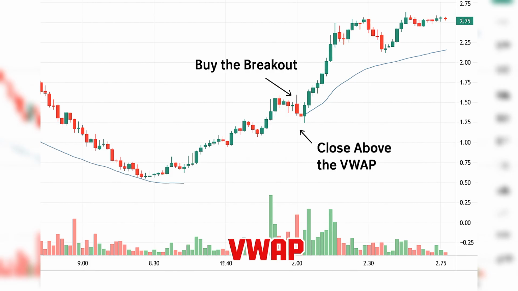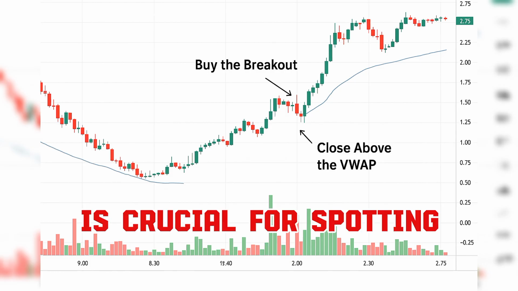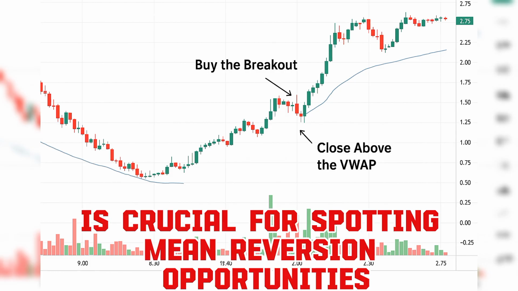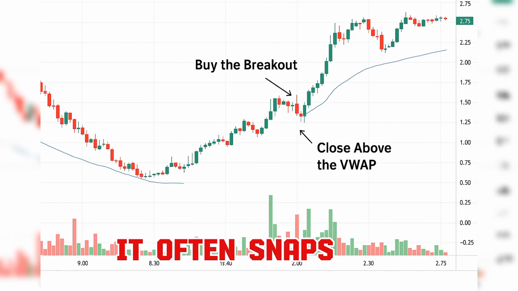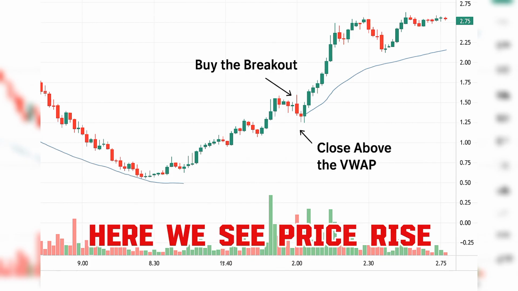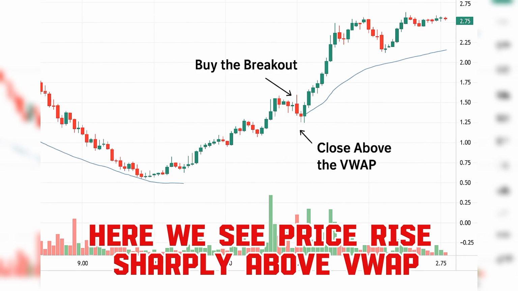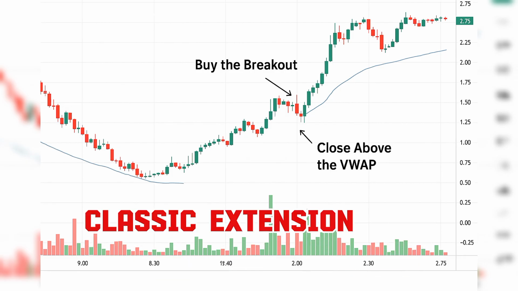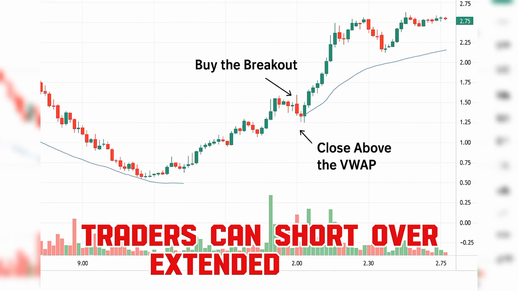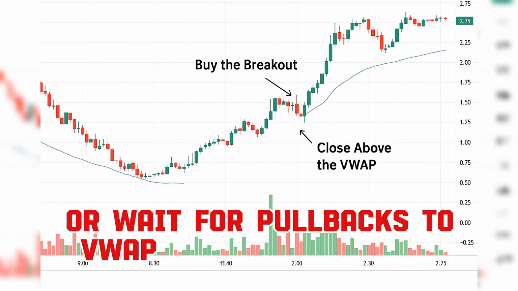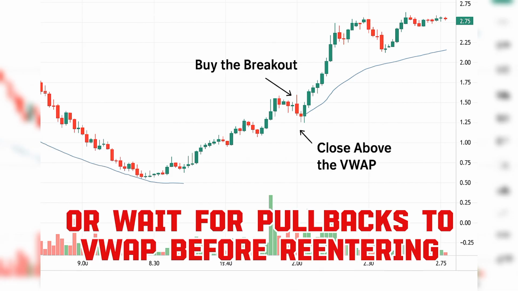Finally, VWAP is crucial for spotting mean reversion opportunities. When price gets too far from VWAP, it often snaps back. Here, we see price rise sharply above VWAP, a classic extension. Soon after, mean reversion kicks in. Traders can short overextended moves or wait for pullbacks to VWAP before re-entering trend.